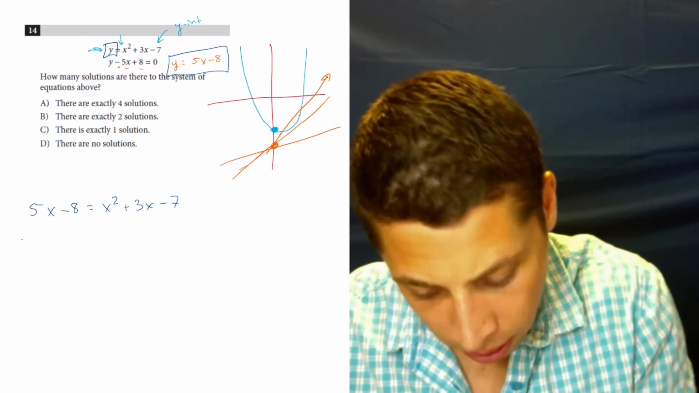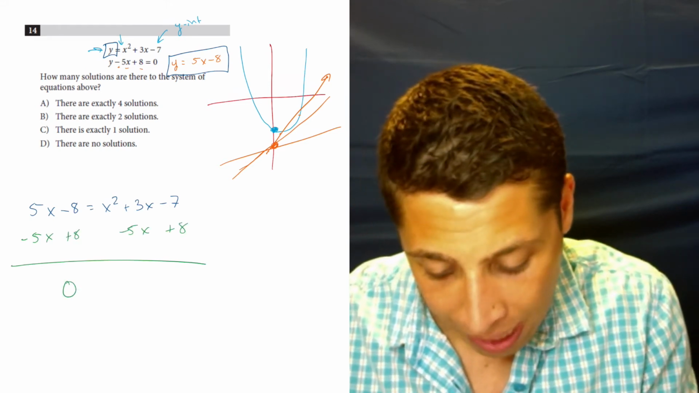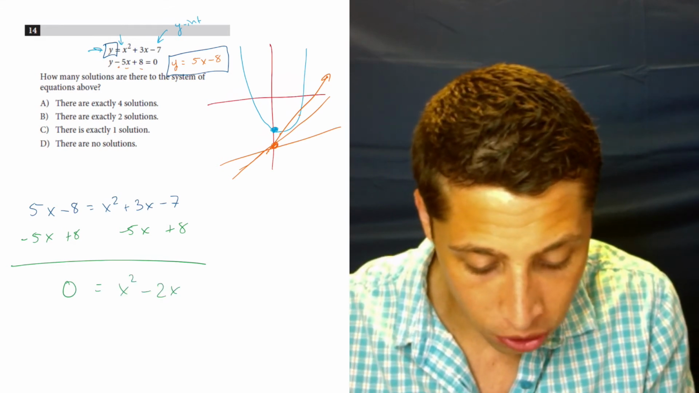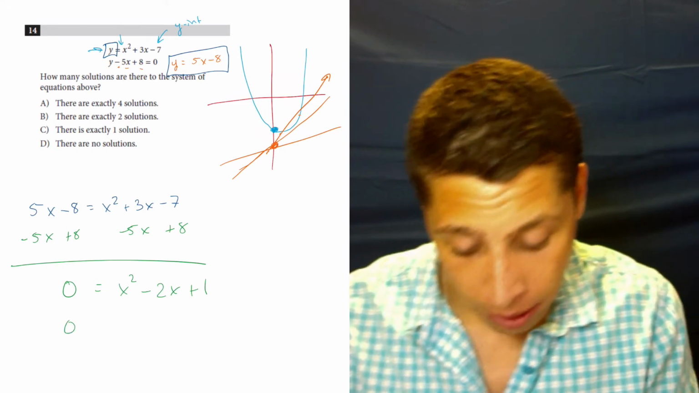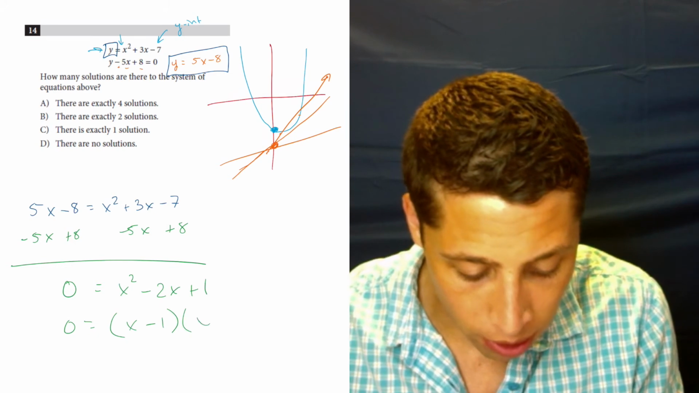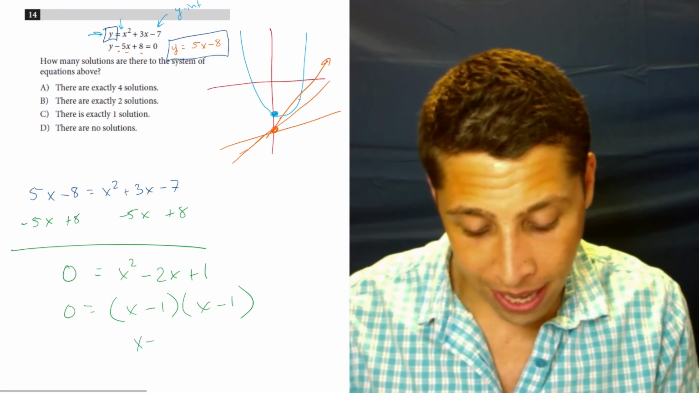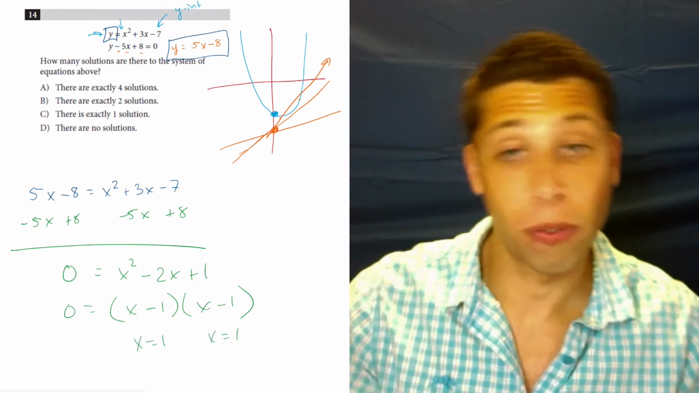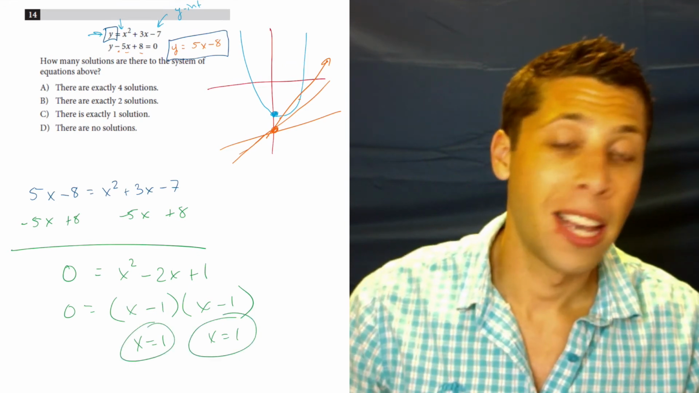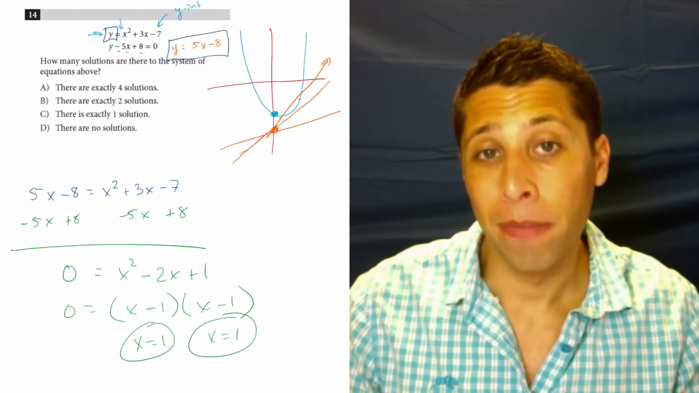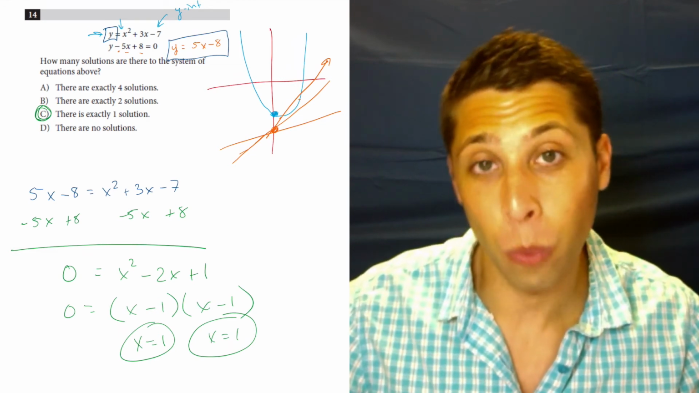Let's change color here. Minus 5x plus 8, minus 5x plus 8. That gets me 0 on this side. x squared minus 2x plus 1. And now we factor. And when we factor, we're going to find the solutions. We're going to see that x minus 1 times x minus 1 is the factored form of this. And what that means is that x equals 1 in order for the whole thing to equal 0. But notice, it equals 1 twice. That doesn't mean 2 solutions. It's the same number. So there is only one solution, and that solution is at x equals 1.